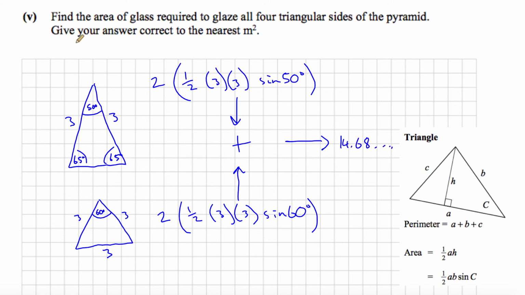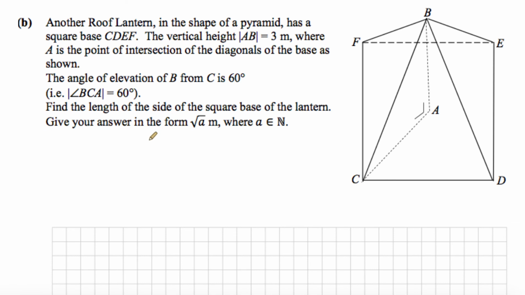And on it goes, but we want the answer correct to the nearest meter squared. So to the nearest meter squared, it's going to be 15. So the area is 15 meters squared for the whole 4 triangular sides. Okay, and finally, part B.